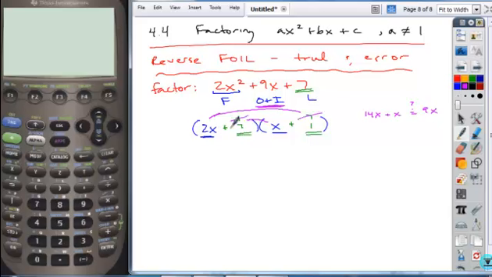And let's test the next outer plus inner. So here's our outer. 2x times 1 is 2x. Here's our inner. 7 times x is 7x. Does that equal 9x? Yeah. So that is our solution. We have our factors: 2x plus 7 and x plus 1.